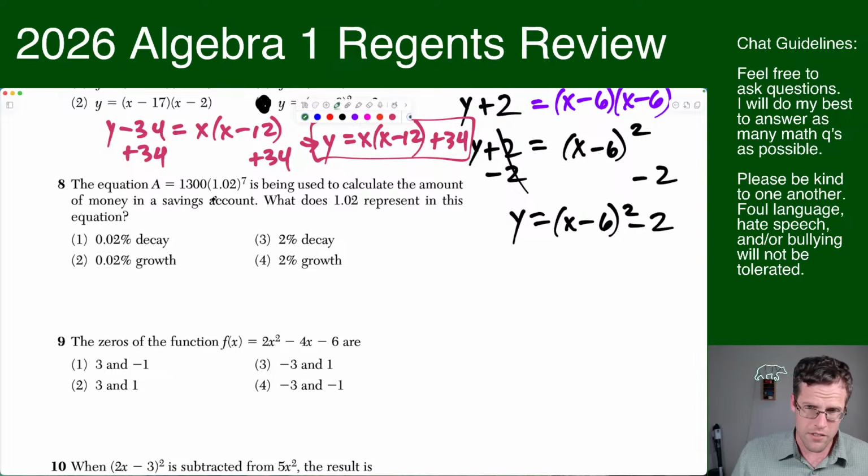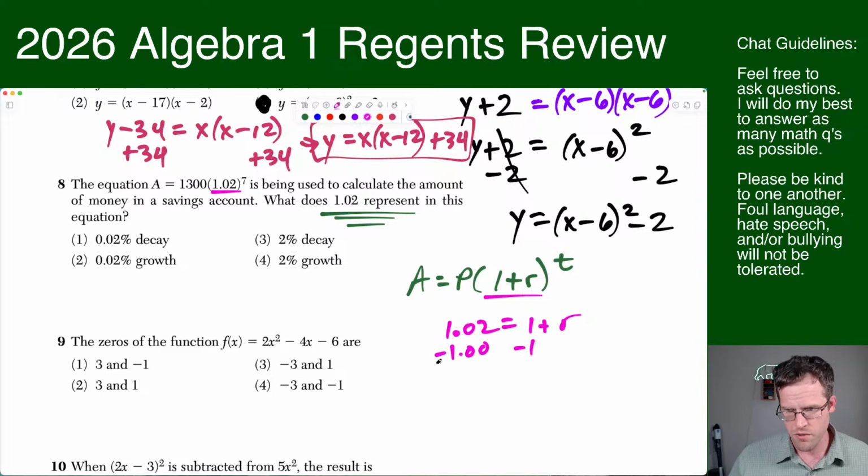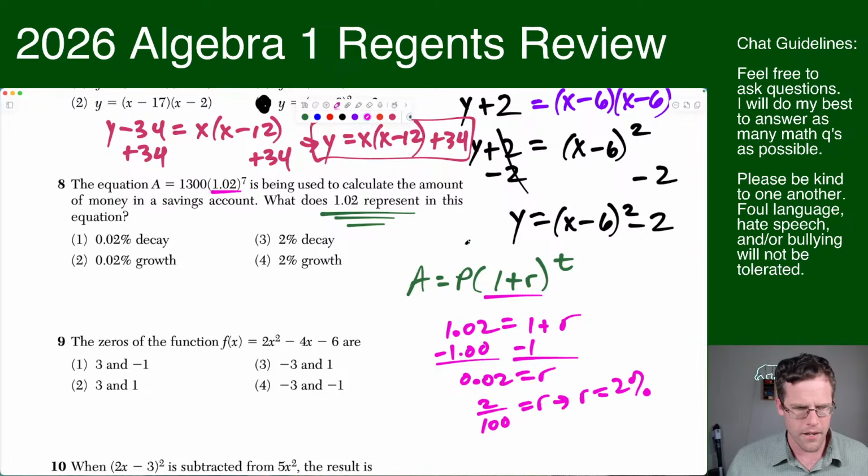All right, so back to this. This is being used to calculate the amount of money in a savings account. What does this represent? Here we have to think about this formula: A equals P times (1 plus R) to the power T. So 1.02 would be equal to the 1 plus R part, which, if I subtract 1.00 from both sides, gives 0.02 equals R. And 0.02 is 2/100ths, which tells us R is 2 out of 100, or 2%. So that is a 2% growth rate. So 2% growth is choice 4.